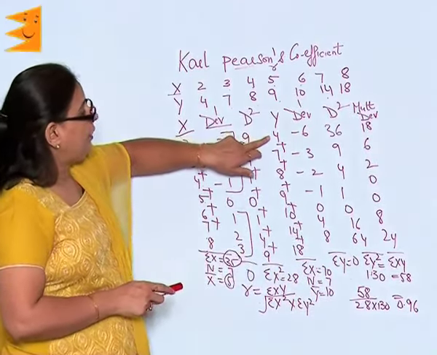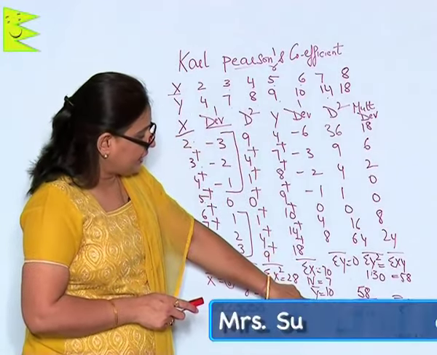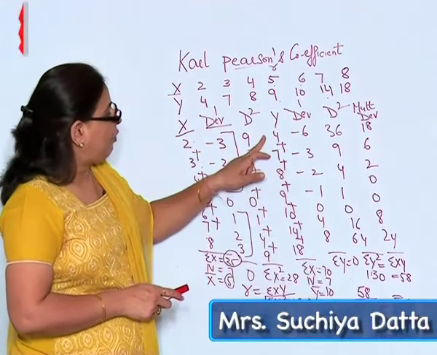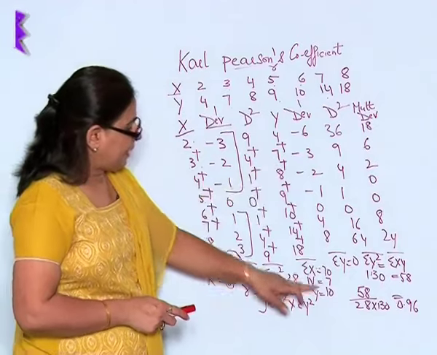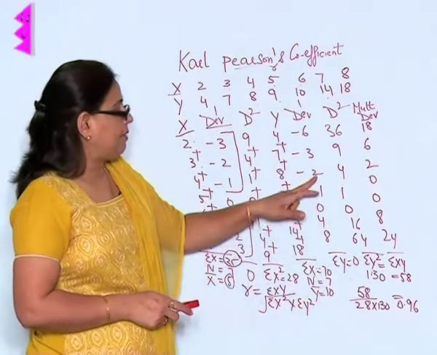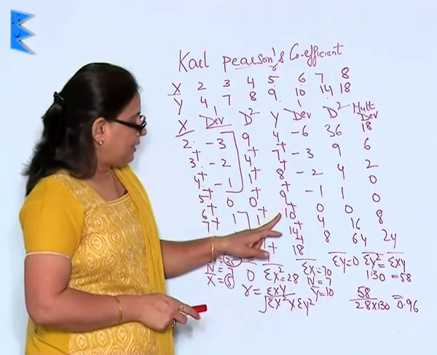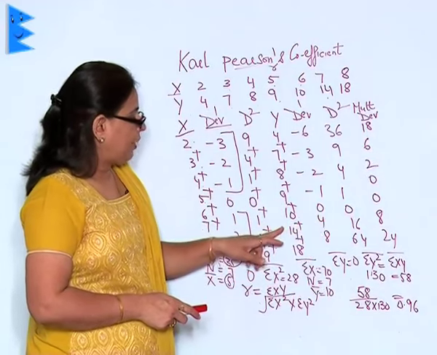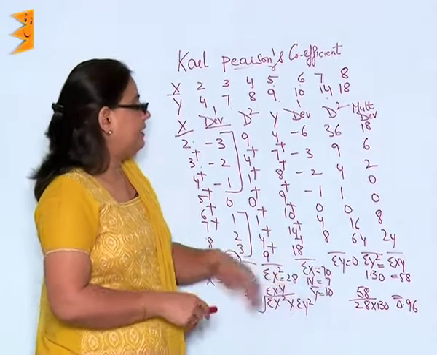Now again I draw the deviation. When I draw the deviation, I got this as 10. So 4 minus 10 will give me minus 6, 7 minus 10 will give me minus 3, 8 minus 10 will give me minus 2, 9 minus 10 is minus 1, 10 minus 10 is 0, 14 minus 10 is 4 and 18 minus 10 is 8.